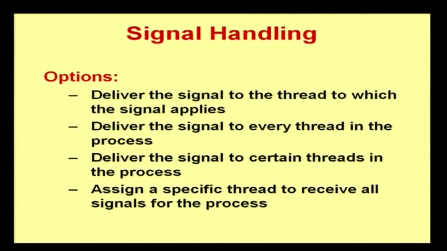The other signal handling option is, for every thread it delivers a signal. That is the second option. The third option is it delivers a signal to certain threads in the process. The fourth option is it assigns a specific thread to receive all signals for the process. So these are the four different conditions that are available. So this is about signal handling.